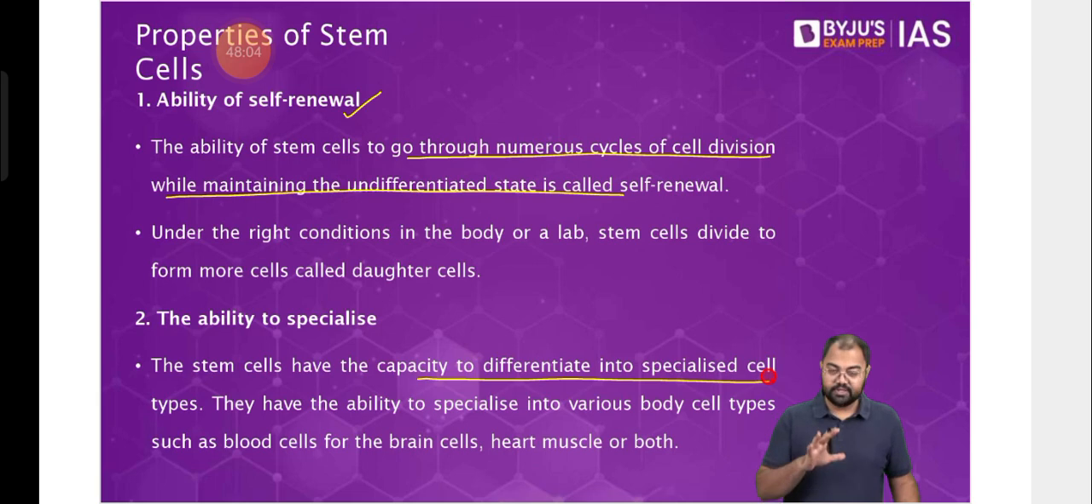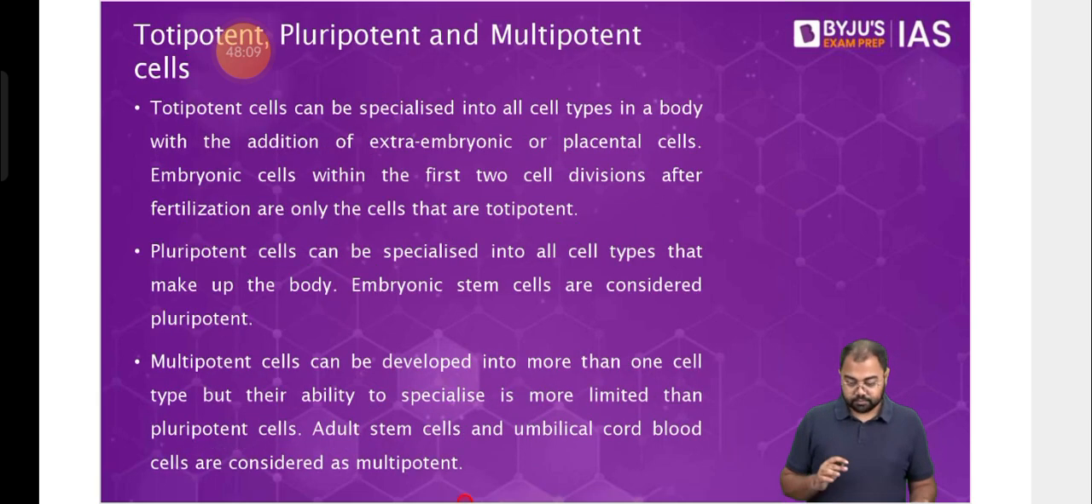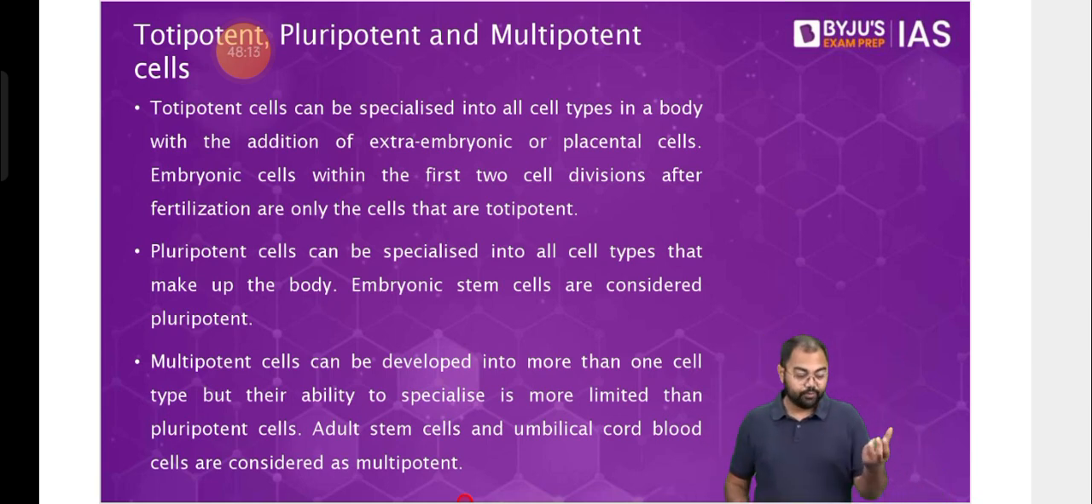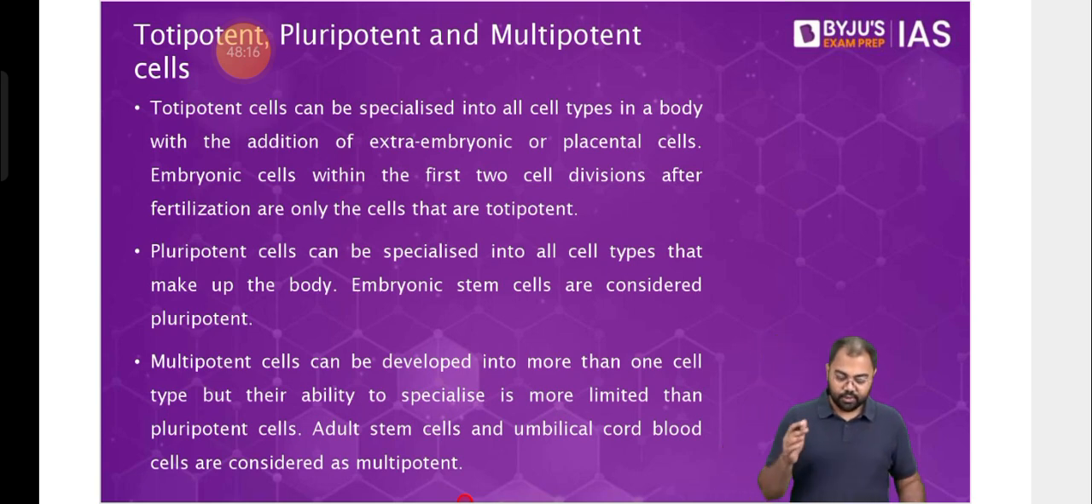So in all these cases, we know that because of these two specific properties, stem cells become very, very useful for us. Now, based on this, there are various different types of stem cells. So what are these types? Just try to understand this. Very simple. There are three types of stem cells: totipotent, pluripotent, and multipotent cells.